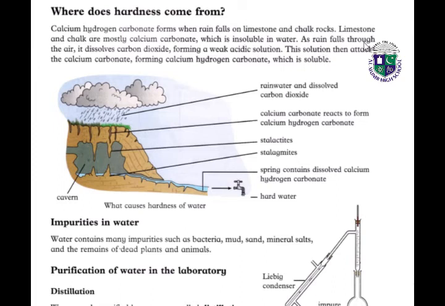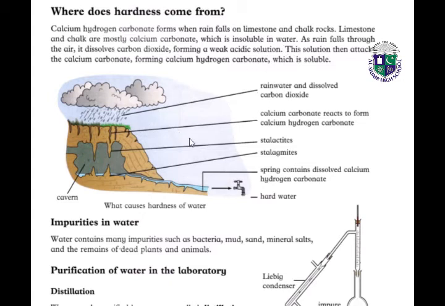As rain falls through the air, it dissolves carbon dioxide, forming a weak acidic solution. This solution then attacks the calcium carbonate, forming calcium hydrogen carbonate, which is soluble. So this is all the process. From where does hardness come from?